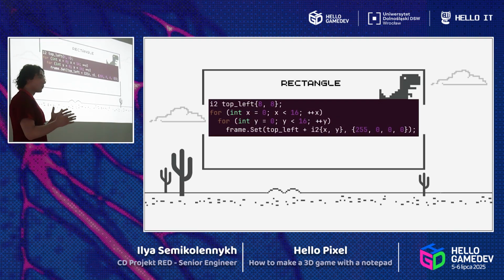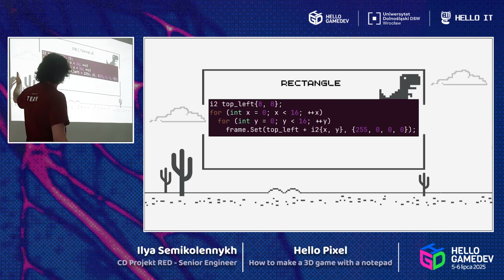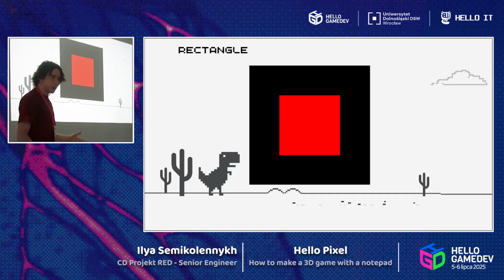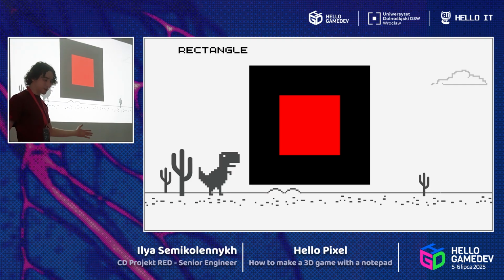Now, how do we do a rectangle? Of course, you all know how. It's just two for loops, which set the pixels at the coordinates to, let's say, red color. Here it is. So far, so good, right?